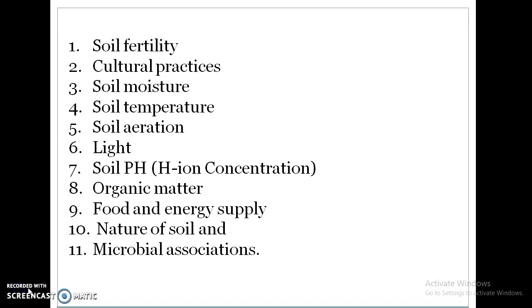Next is the soil moisture. It is one of the important factors influencing the microbial population and their activity in soil. Water, that is the soil moisture, is useful to the microorganism in two ways. That is, it serves as a source of nutrient and supplies hydrogen and oxygen to the organism, and it serves as a solvent and carrier of the other food nutrients to the microorganisms.